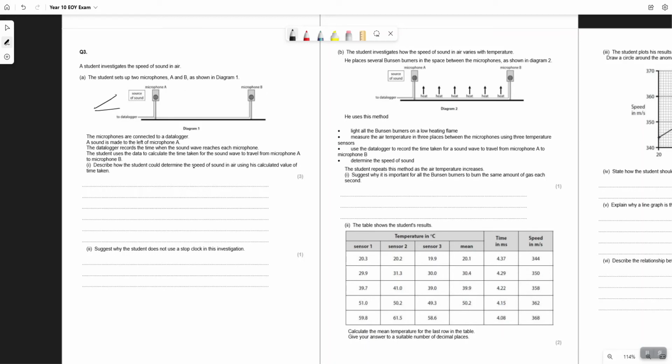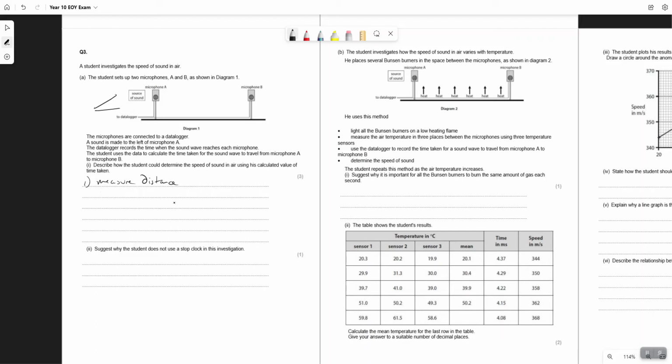Describe how the student could determine the speed of sound in air using their calculated value of the time taken. So the time value is already taken, it's already part of the thing. So what do we need to do? We need to, firstly, measure the distance.